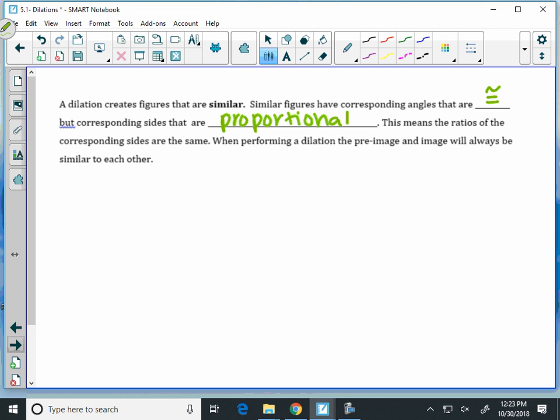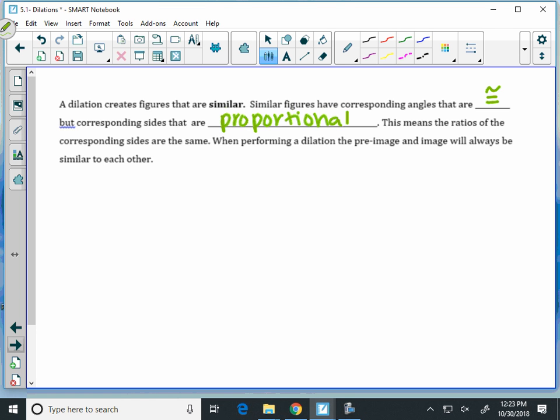Meaning the ratios of the corresponding sides are going to be the same. So if you take the image and the pre-image sides, you do that for all the sides of the figure, you'll get the same exact fraction. That's what that means. When you make a fraction of all the sides, you get the same exact fraction.